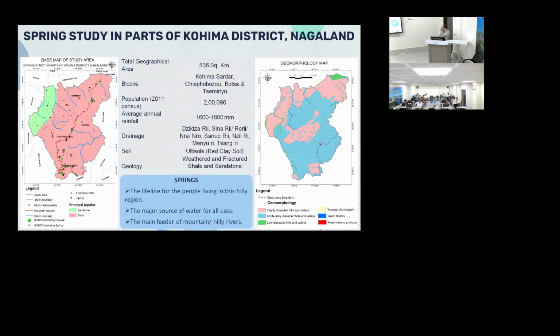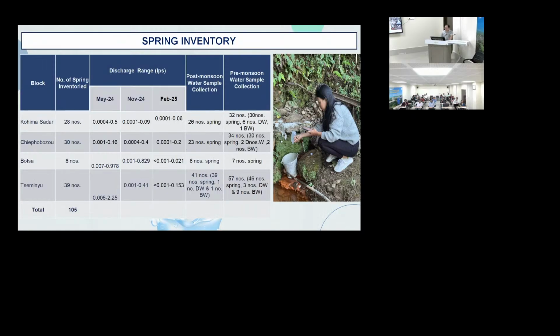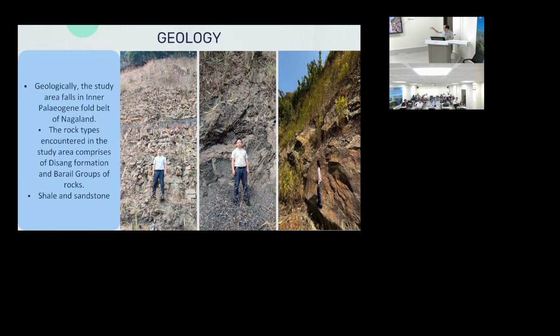This study was carried out last year. We selected 4 blocks of Kohima district and did an inventory of around 100 springs. We found that the spring discharge ranges, as I mentioned earlier, down to 0.0004, which is very less. But these are the springs where the villages are completely dependent. So this is how important springs are in those hilly areas. Though the discharge is very less, the geology shows shale, sandstone, and intercalation of shale and sandstone.